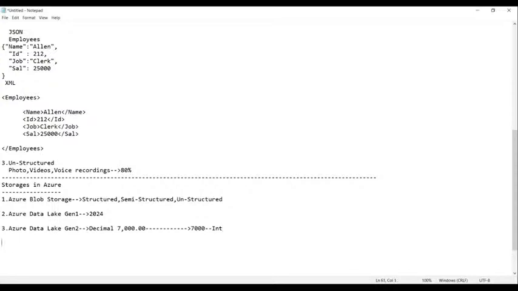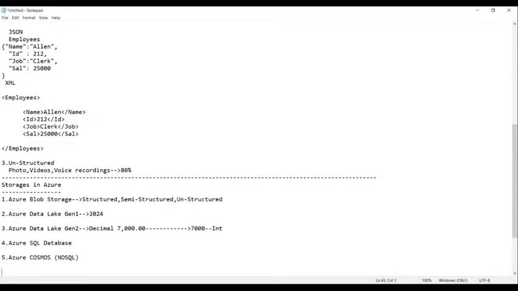Guys, apart from this, you also have the next one, that is called Azure SQL Database. Azure SQL Database. Then you have Azure Cosmos DB. Cosmos DB is nothing but it is called a NoSQL database. Am I right, everyone?